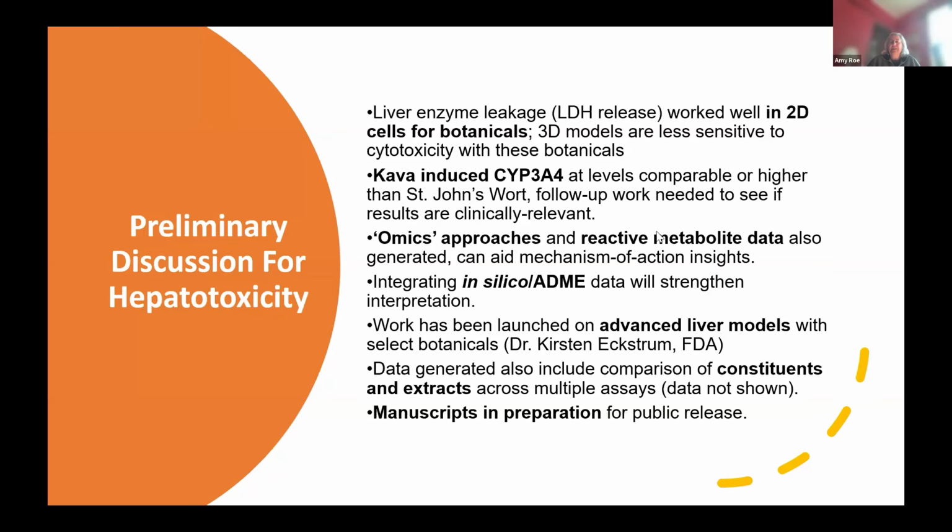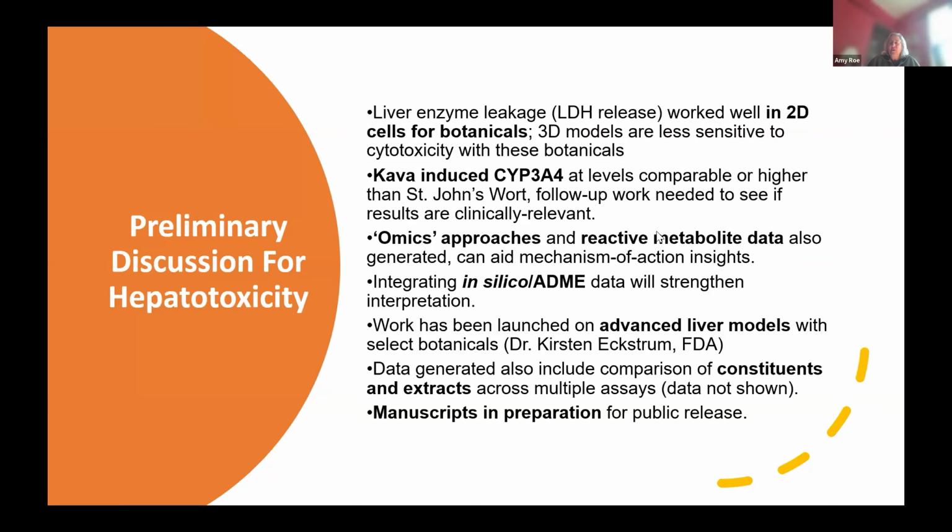this hasn't been shown. Omics approaches and reactive metabolite data have been generated, and we think that those approaches can aid in providing mechanism of action insights. And like everyone else mentioned, we're ready to now begin really looking at how we can use ADME data to better position the data, understand in vitro to in vivo extrapolation, clinical relevance of some of our findings.